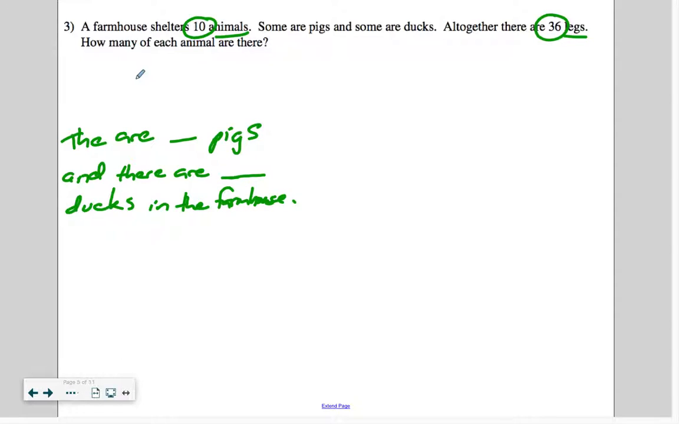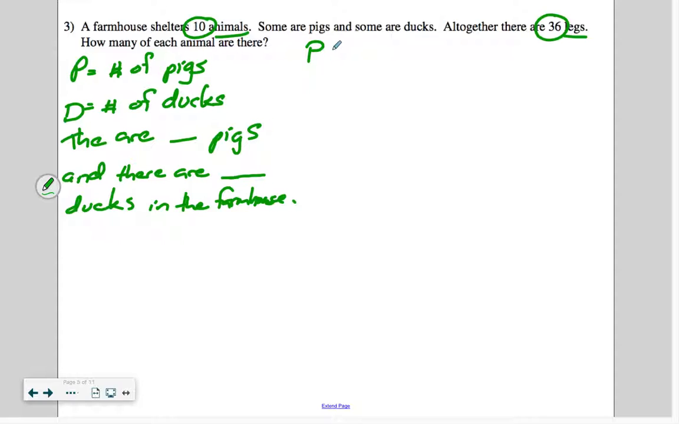Alrighty, so I don't know how many pigs there are. That's an unknown, so I'm going to say P is the number of pigs. And I don't know how many ducks there are, so I'm going to say D is the number of ducks. Got to be careful there. I made my D capital and it looks kind of like a P. That's no good. So I got 10 animals. When I take the number of pigs, P, plus the number of ducks, D, it needs to add up to 10.